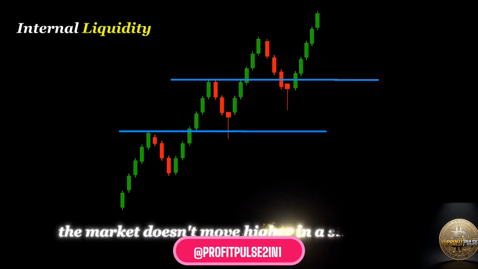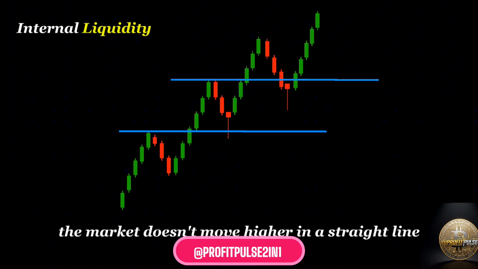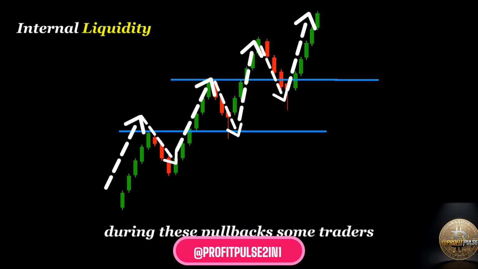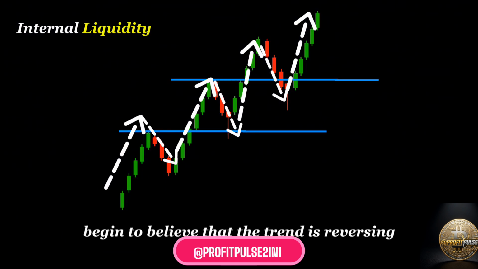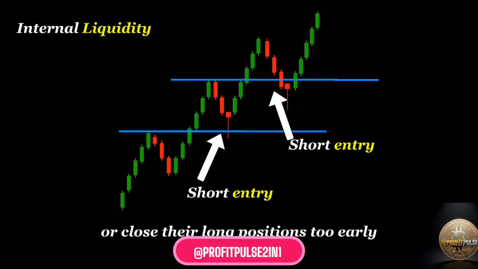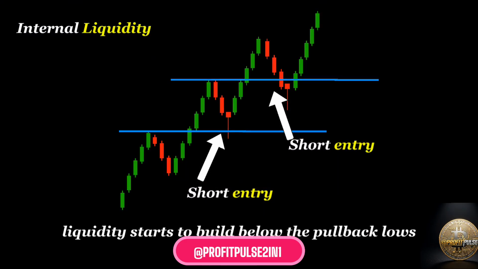In an uptrend, the market doesn't move higher in a straight line. It rallies, pulls back, and then continues higher. During these pullbacks, some traders begin to believe that the trend is reversing. They enter short positions or close their long positions too early. As a result, liquidity starts to build below the pullback lows.